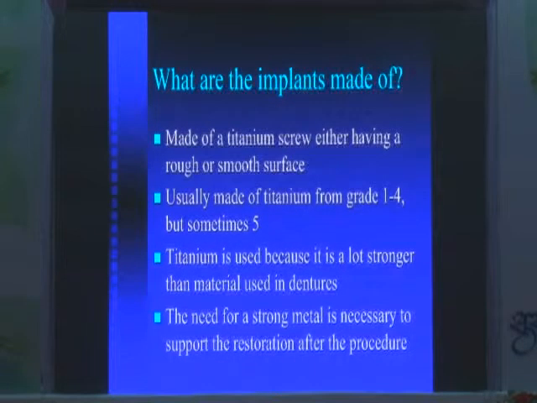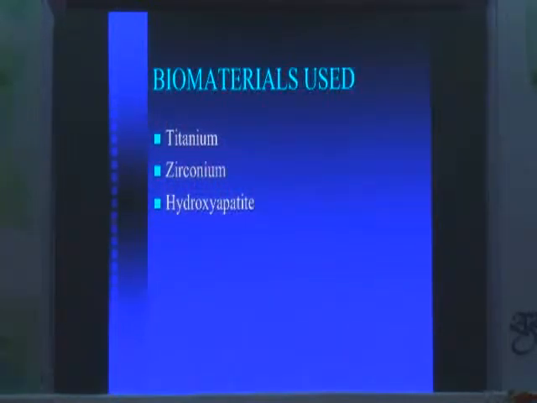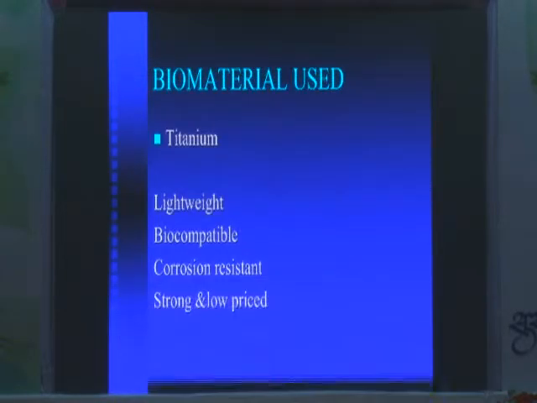So what are these implants made of? Implants are made up of titanium screws, which are usually grades from 1 to 4, but sometimes 5 also. Titanium is widely used because it's a stronger material and it can support the restoration after the procedure. Now these are some implants used, screw implants and cylindrical implants. The biomaterials used are titanium, zirconium, hydroxyapatite. Now this titanium is widely used. Why? Because it is lightweight, biocompatible, corrosion resistant, strong and low priced.